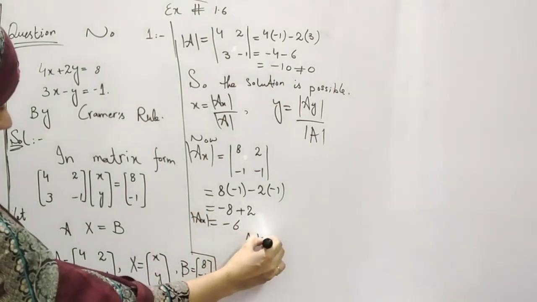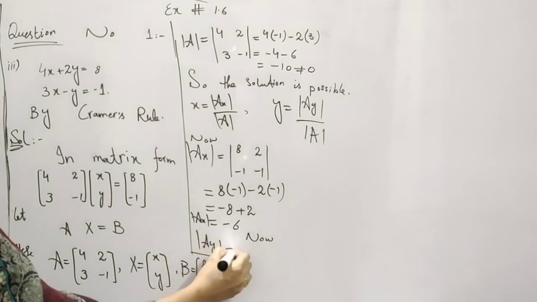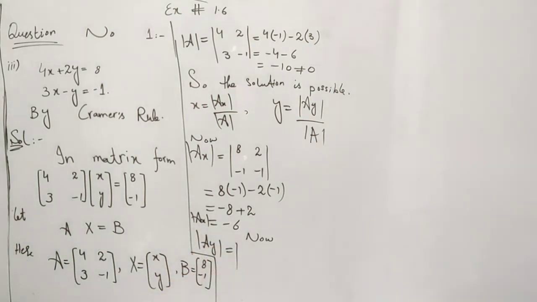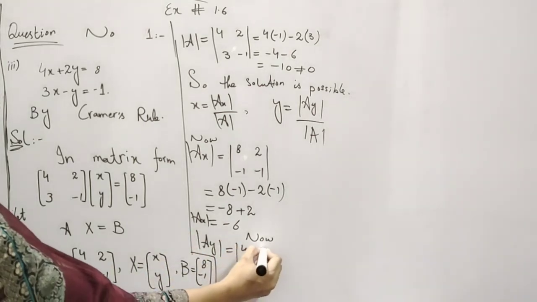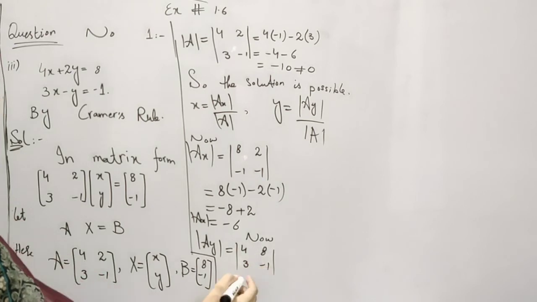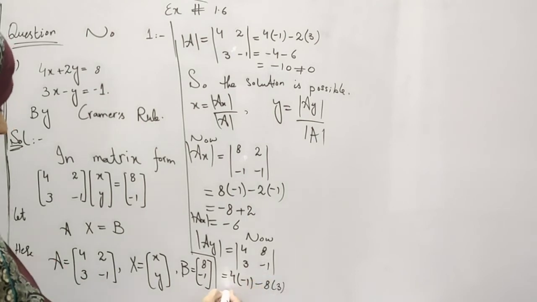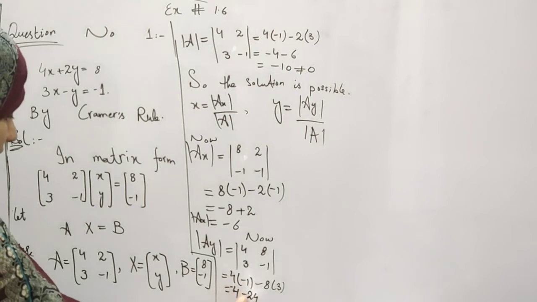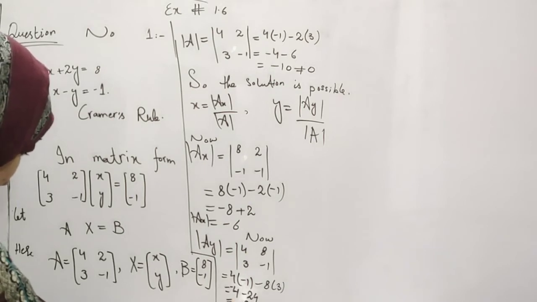Now we will find the value of determinant of A_y, and it will be equal to |4 8; 3 -1|, which is 4 into minus 1 minus 8 into 3. This will be equal to minus 4 minus 24, which is equal to minus 28.